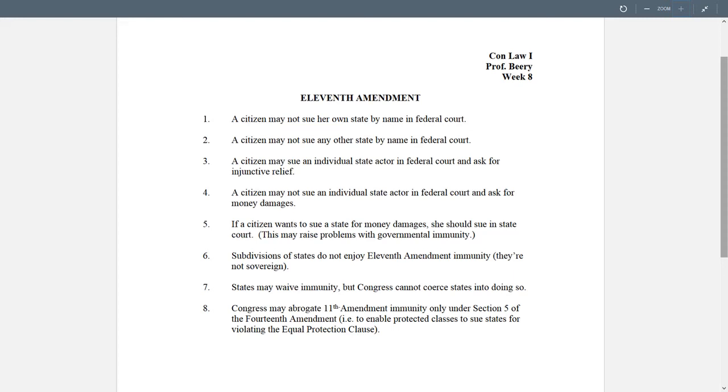Subdivisions of states do not enjoy 11th Amendment immunity. 11th Amendment immunity is based on the idea of state sovereignty, and a county or a city is not a sovereign. The state is the sovereign. So subdivisions of states, like I was mentioning, state universities, public school districts, counties, municipalities, in most cases, unless you're asking for relief out of the state treasury, you can sue those entities in federal court.